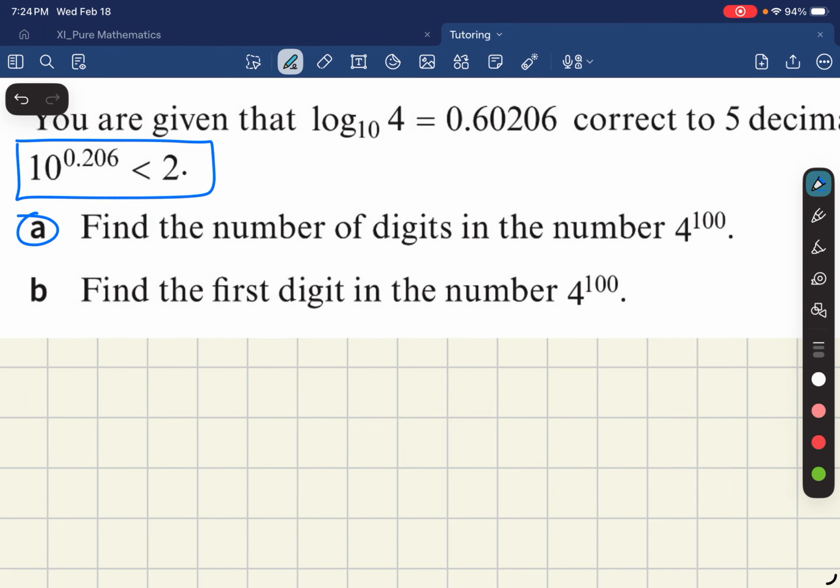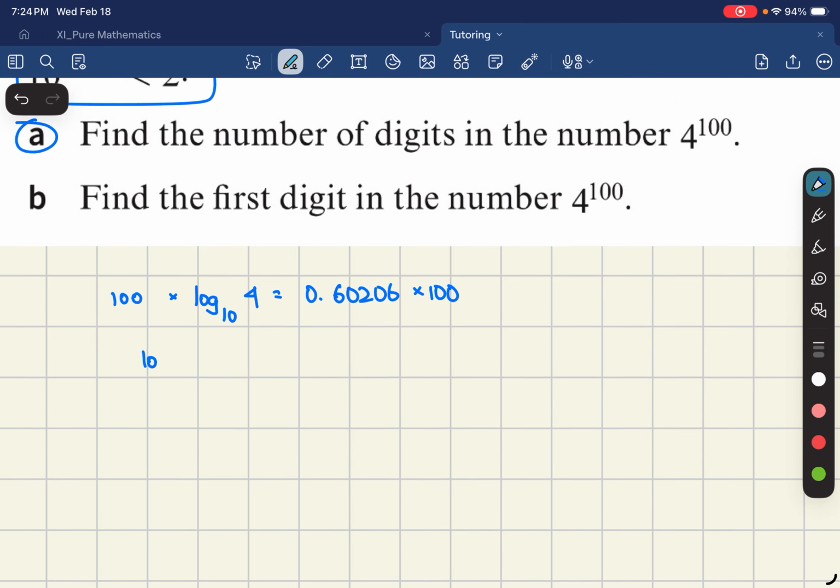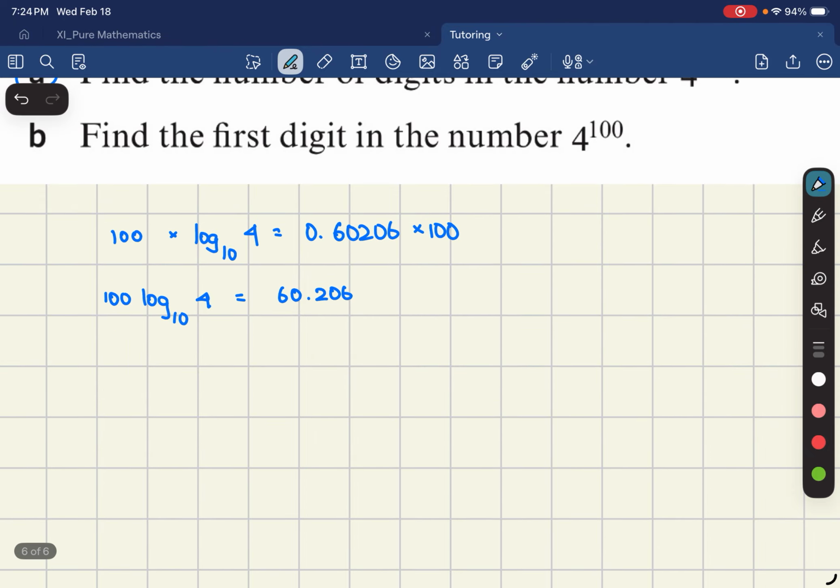Well, if I have, say, log base 10 of 4 is equal to 0.60206, then I can multiply by 100 on both sides. And the reason why I am multiplying by 100 might make sense in a while. But I get here on the right hand side 60.206. And now this is log base 10 of 4 to the power 100, and 60.206.